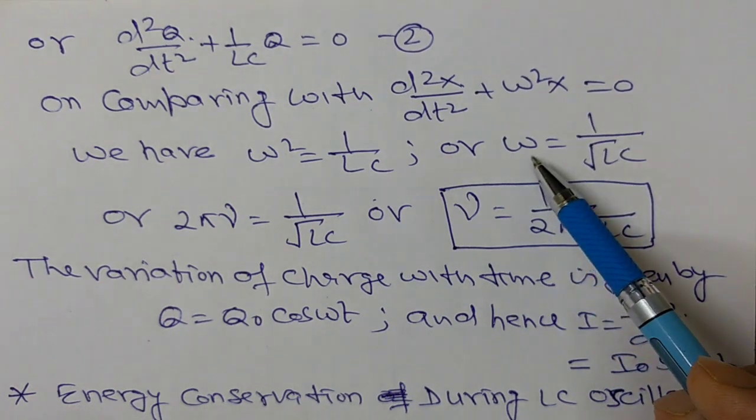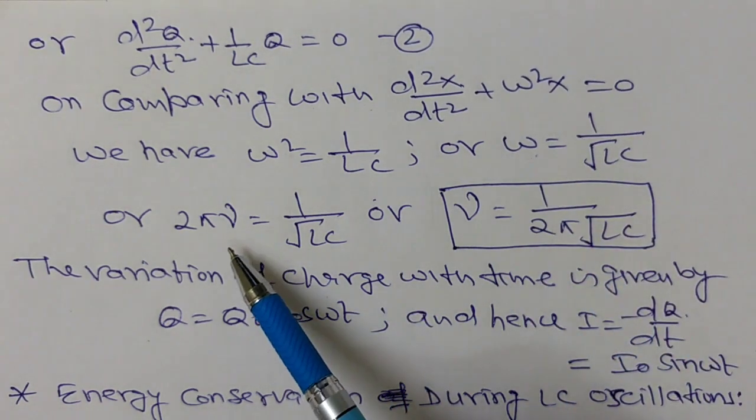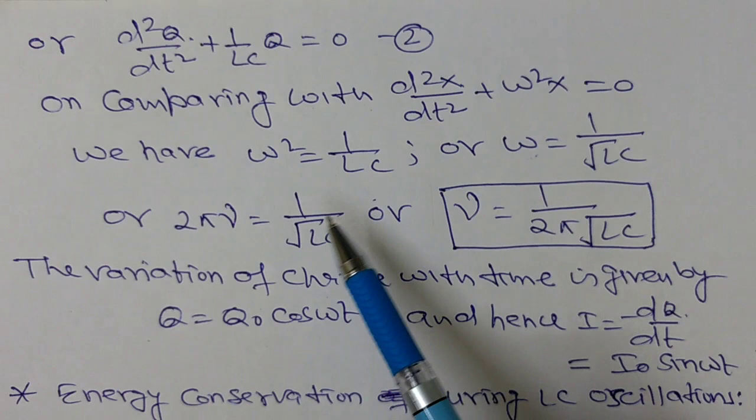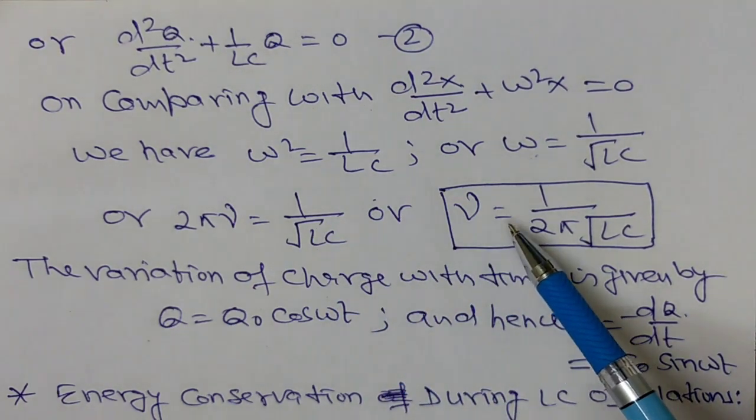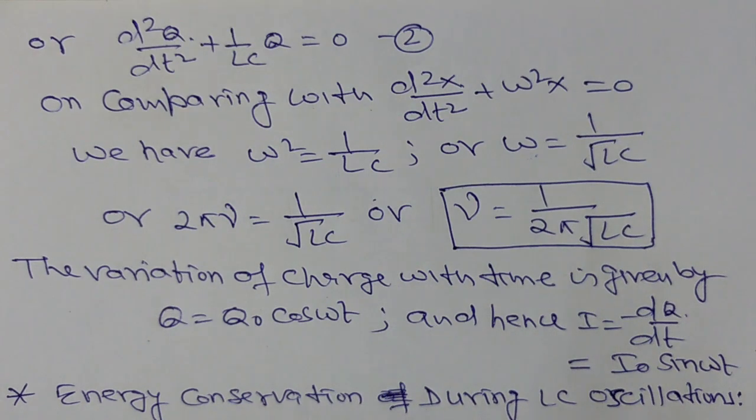But you know this ω is equal to 2πν. Therefore, this is 1/√LC, or ν = 1/(2π√LC). This is the required expression for frequency of the electrical oscillations. Frequency of the electrical oscillation.